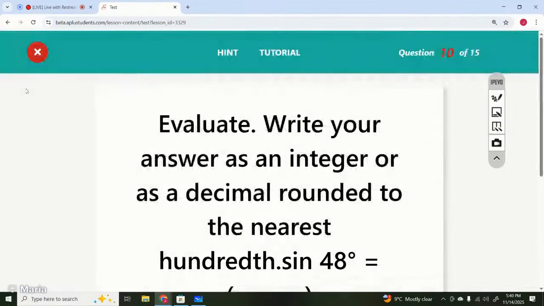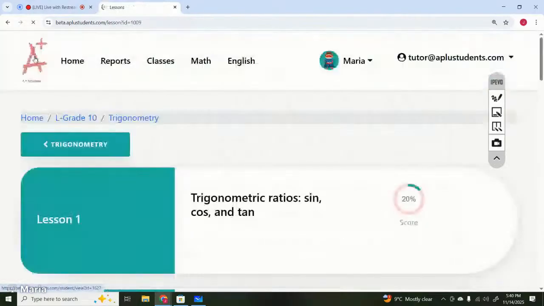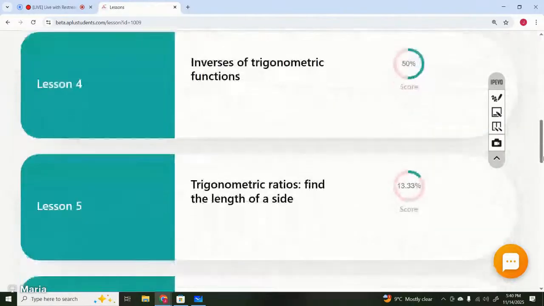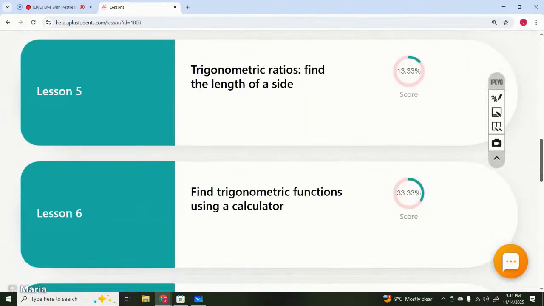So we were working on grade 10 math. The chapter we were working on is trigonometry. The lessons we have covered today are inverse of trigonometric functions, trigonometric ratios, find the length of a side, and find trigonometric functions using a calculator. So please make sure before the next session you complete all the practice questions for the lessons we just did. That is your homework until next session.